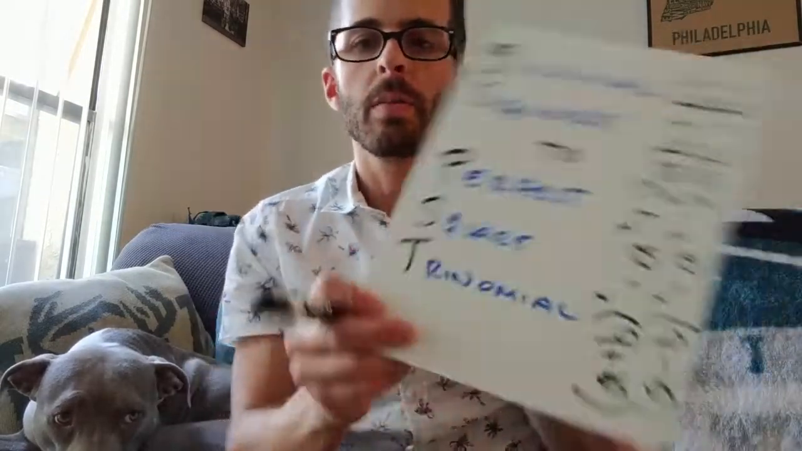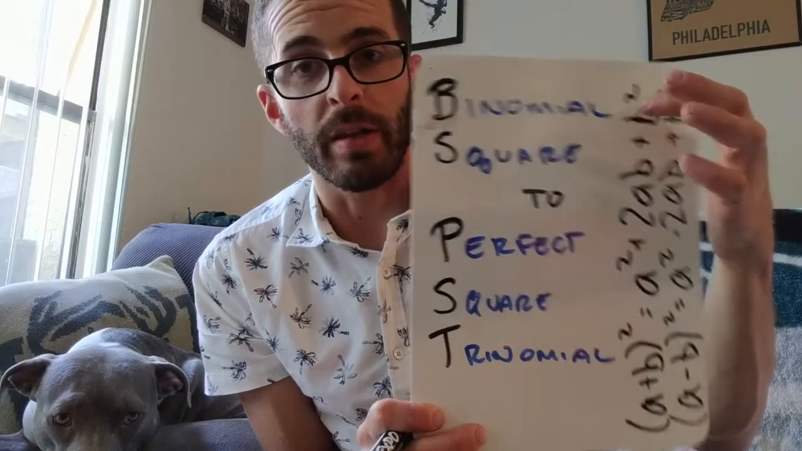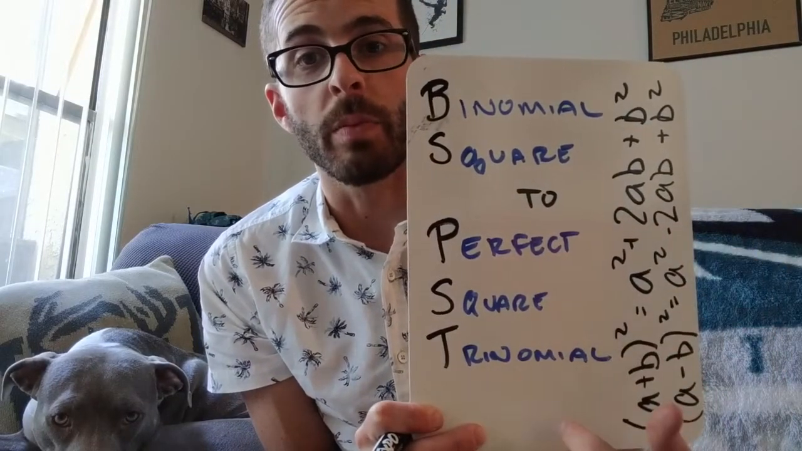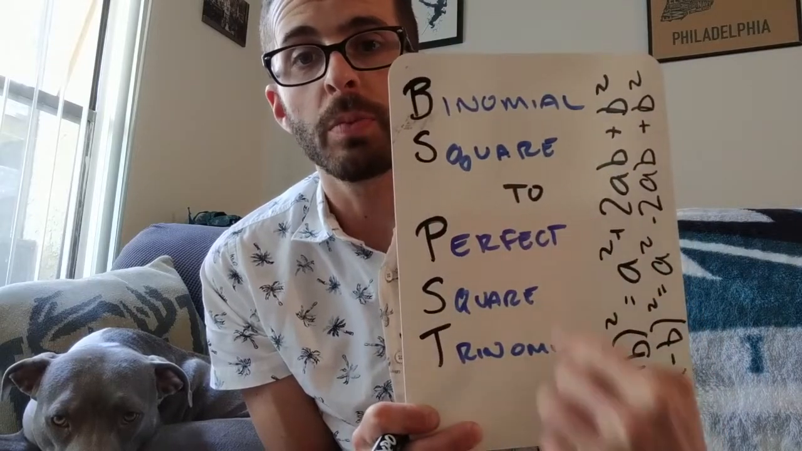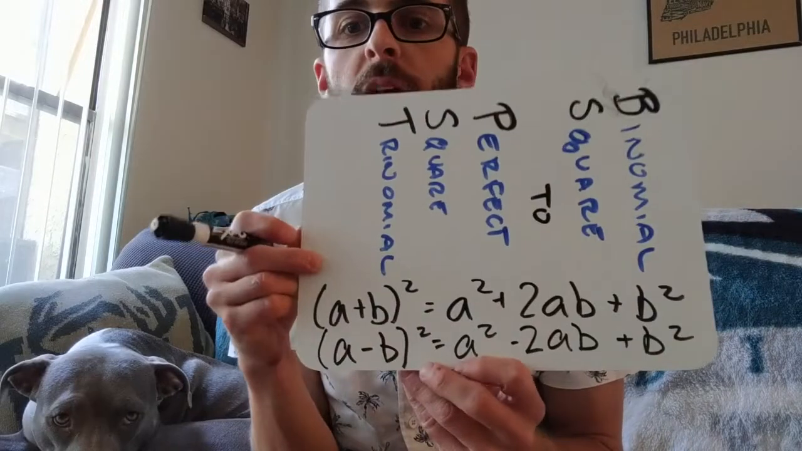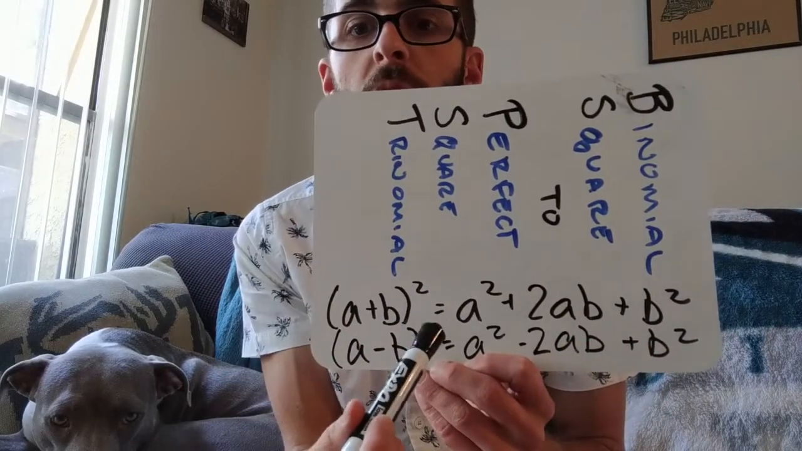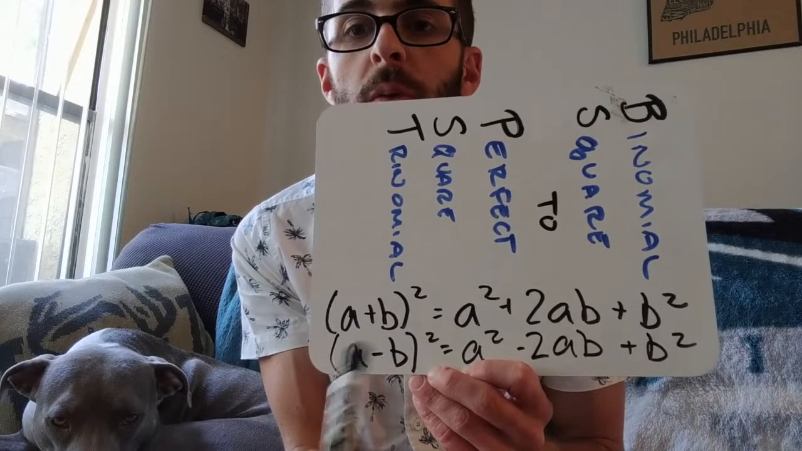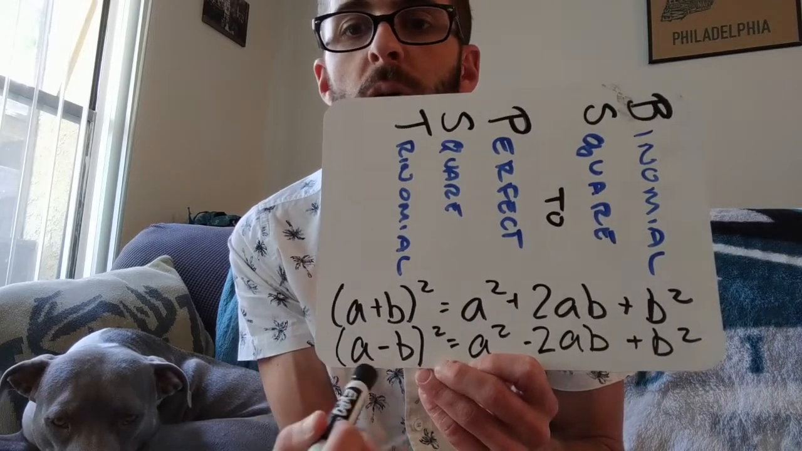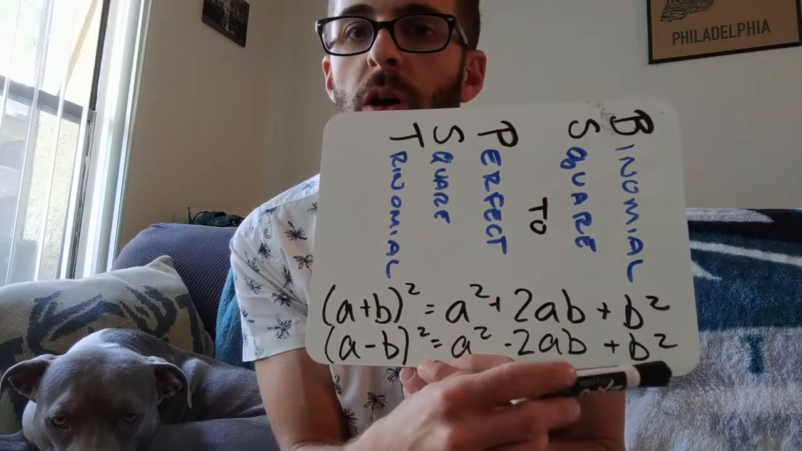All right, next up, BS to PST. Binomial square, get your mind out of the gutter, to perfect square trinomial. Binomial square to perfect square trinomial. And let's flip this correctly. Here is a binomial being squared. Whoa, a binomial square. So it becomes a perfect square trinomial. Here's another binomial being squared. It's just got a minus sign in the middle. And it's a perfect square trinomial.